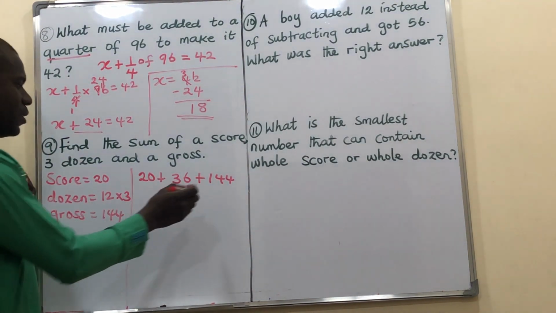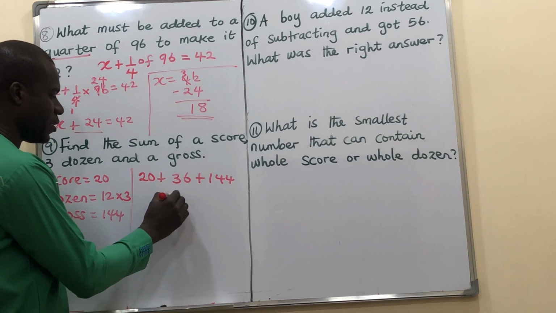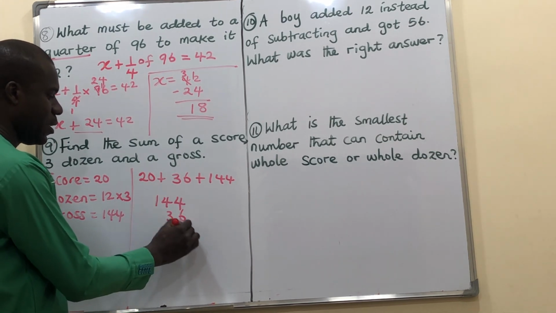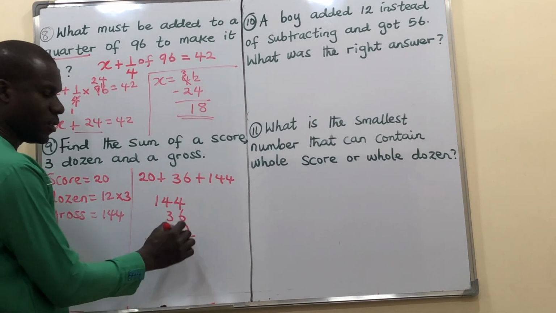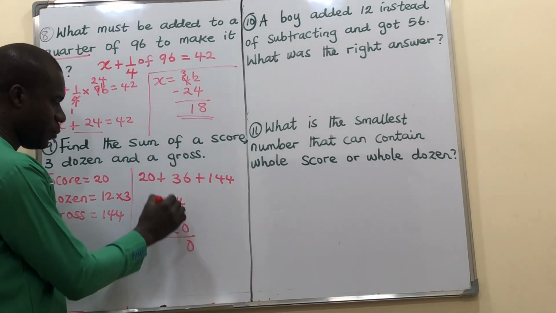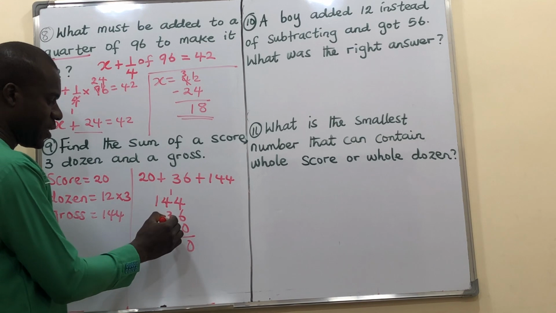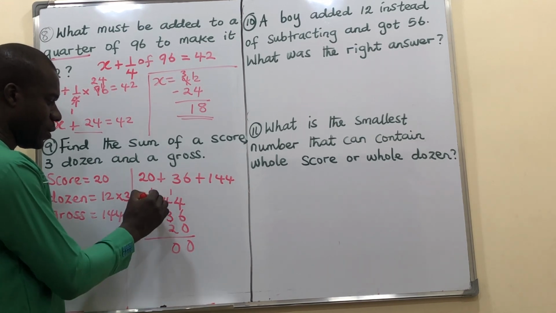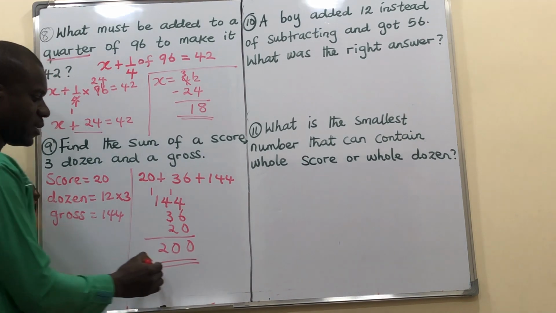That's all. So 144, which is a gross, 36, which is 3 dozen, and 20, which is a score. Sum this up: 6 plus 4, 10. 0, you bring down 1. 4 plus 3, 7, plus 2, 9, plus 1, 10. 0, you bring 1. 1 plus 1. 200 is the right answer.